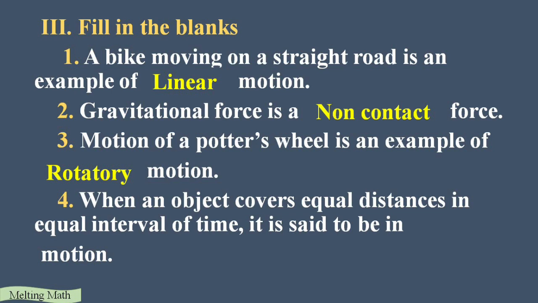Next, fourth one. When an object covers equal distance in equal interval of time, it's said to be in dash motion. This also we already discussed. If an object covers equal distance in an equal interval of time, then it's always called a uniform motion. Okay, so the fourth question's answer is uniform motion.